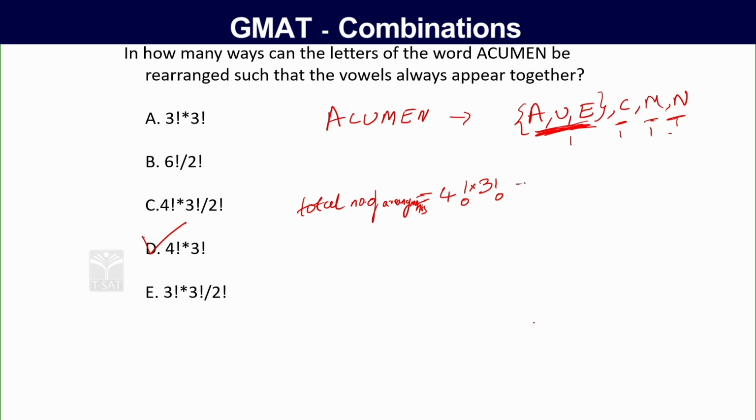So, I hope it was clear. What we did was treat all these vowels as one unique alphabet, and within themselves they can be arranged in 3 factorial ways, because there are actually 3 different vowels, but you are left with 4 different units to be arranged, that is going to be arranged in 4 factorial ways. So, those were some sample questions on our topic for today, that is combinations. I hope they were clear.